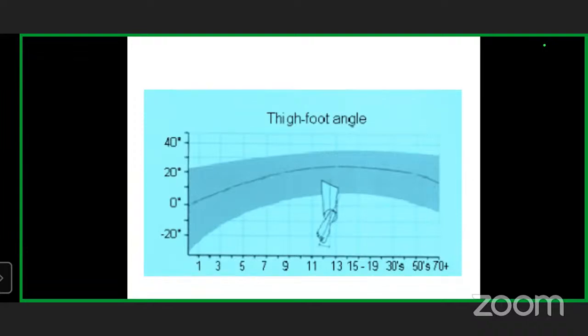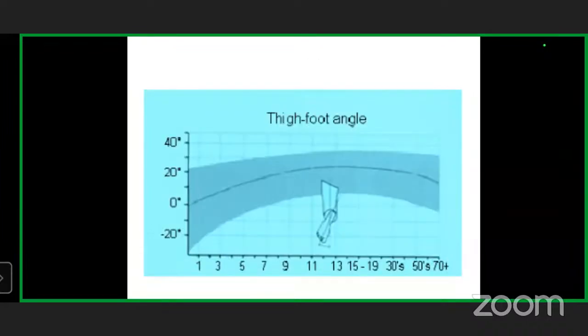Usually at birth it ranges from -30 degrees to +20 degrees, and the average will never fall down to 0 degrees. By 7 to 8 years, the thigh foot angle for all the patients will be neutral or external.